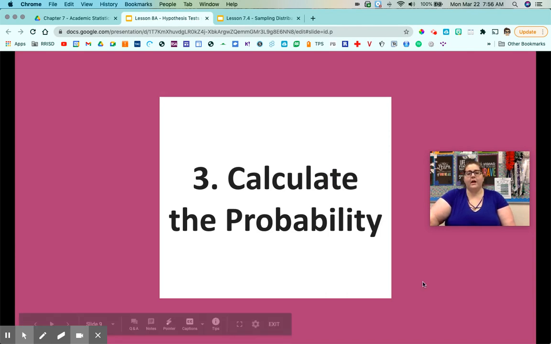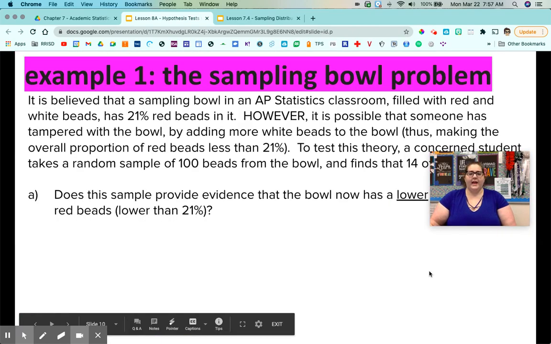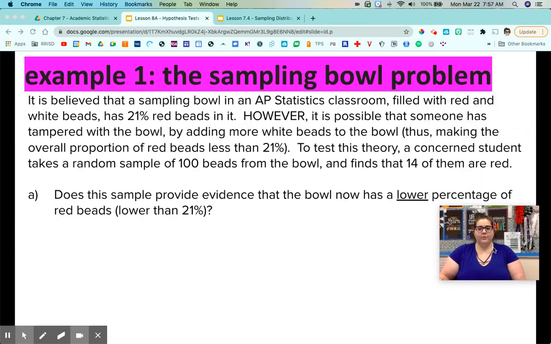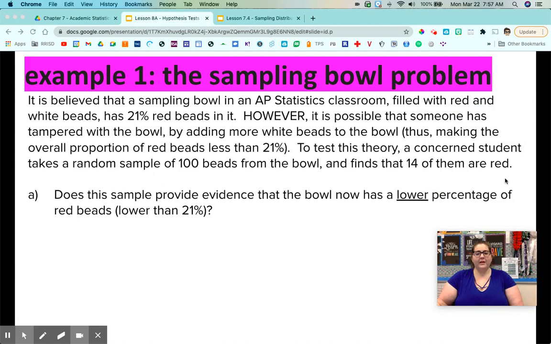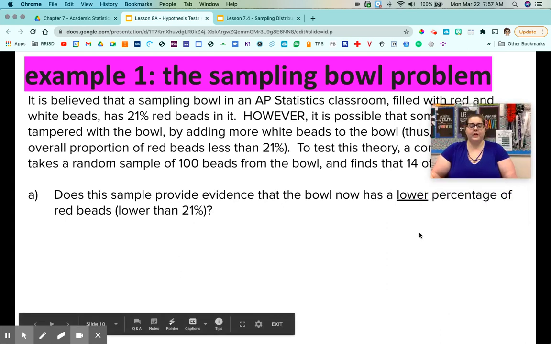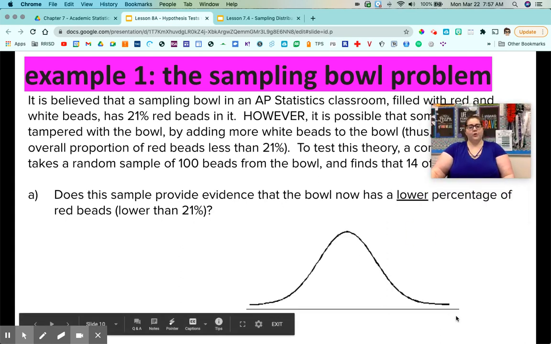So this is where we're using basically the same process as what we did with a sampling distribution problem. We're finding the probability of getting a sample of 14 out of 100 red beads if the 21% red beads in the entire bowl were actually true. So we're using a sampling distribution. We have to imagine we've got this normal model we've just determined, based on our conditions, that this would be a normal model.